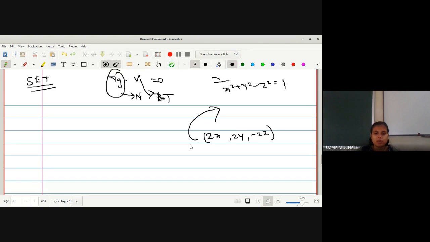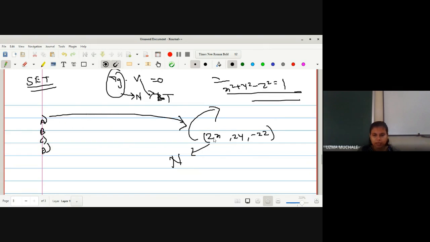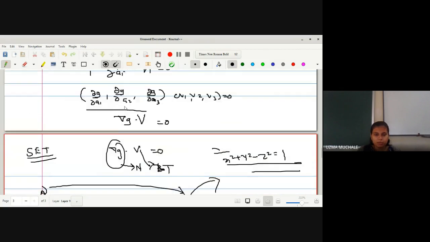Or they may ask you in a twisting way that you have the normal, so the options may be: which of the following is a tangent on a surface. So what will you do? The options, suppose A, B, C, D are the options. Take a dot product of A with this normal, because you already know the normal, right? So the one whose dot product comes out 0 is your correct option. Okay? So go through the proof once again.